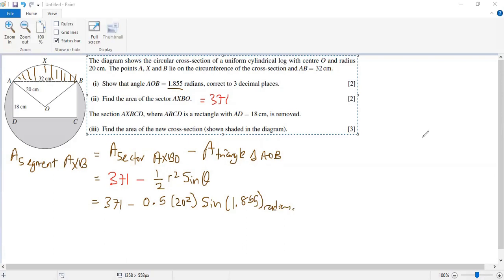So it's just a calculated thing now at this point. And when you key in the calculator, you should get the area of the segment AXB. How much should it be? Okay, let's calculate it. Let me change the mode to radians. Give me a minute, please. So I'm just calculating. Oops, sorry, put the wrong constant.